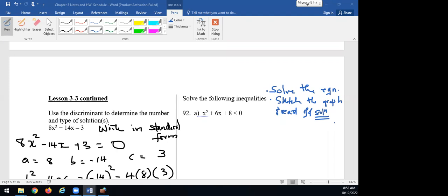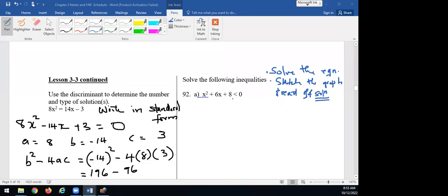So solve the equation, and then you're going to sketch the graph and read off the solution. SOL with a letter N at the top is a shortening in math for solution. So add that to your math dictionary. Read off the solution, yes, read off, meaning you're going to use the graph to tell the solution, right? So the first thing we're going to do is to solve the equation first.